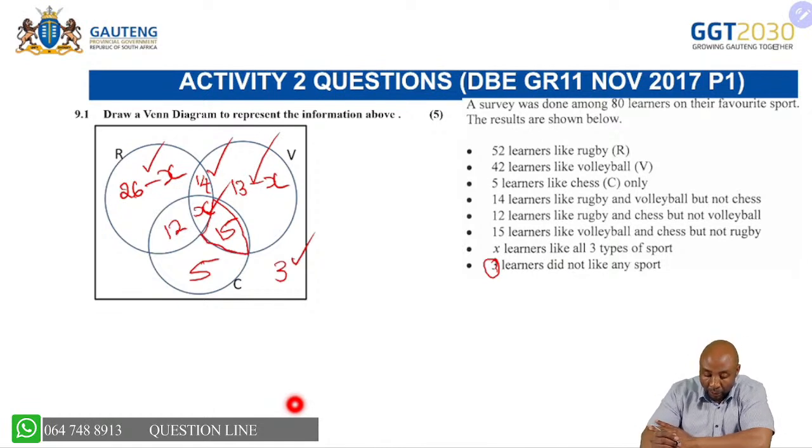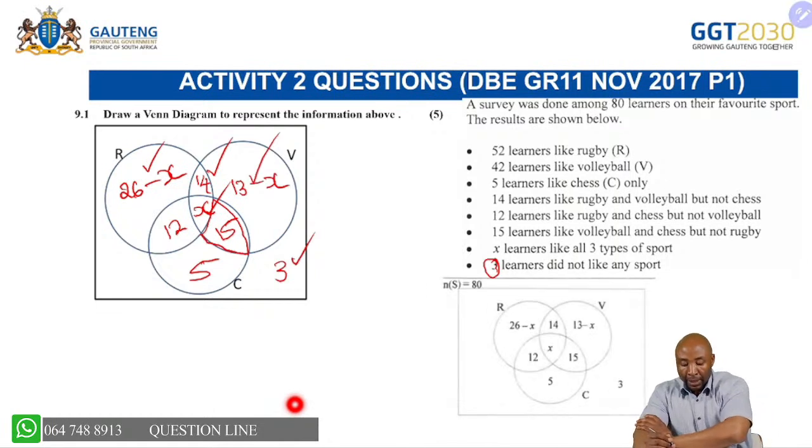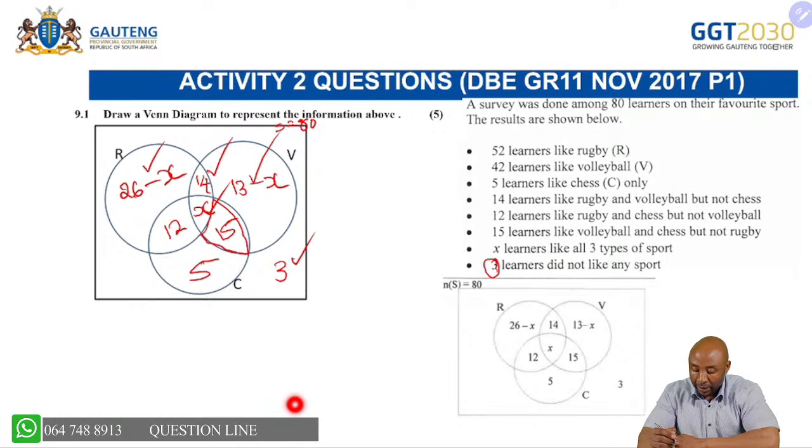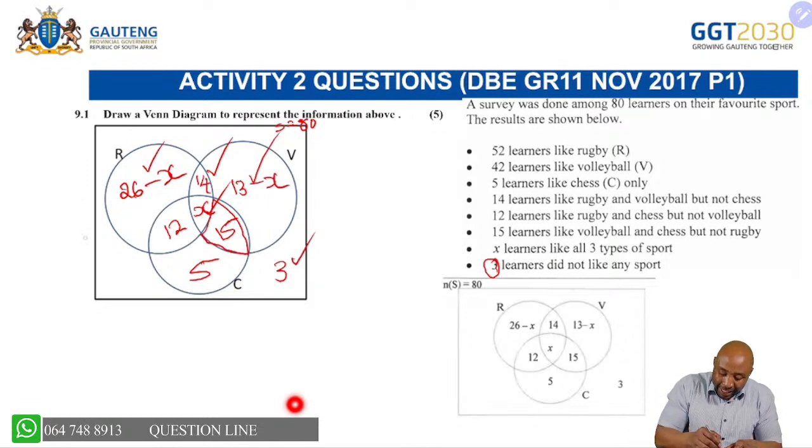Now, we move on to the next question. There is our Venn diagram, our sample space. We said our sample space is equal to 80. We are able to get that one. And then the next question, we are supposed to find the value of X in 9.2. For us to get the value of X, we must add everything in our Venn diagram and equate it to the sample space. Then we are able to get our X.